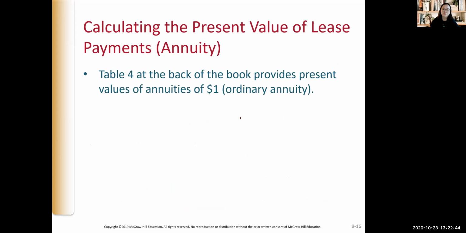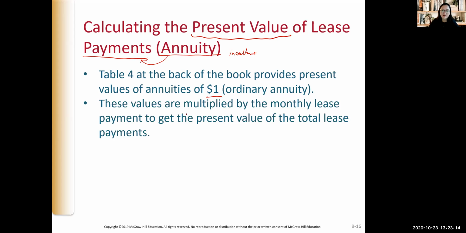Okay, so as we said, the first thing we need to understand is how to calculate the present value of the lease payments, and we call it an annuity. If you're a finance major, you would not be unfamiliar with this word. This basically means installment payment, meaning every year, or every half year, you're paying the same amount. So table 4 at the back of the book provides the present value of a $1 annuity. We call it an ordinary annuity. This value is multiplied by the monthly lease payment to get the present value of the total lease payments. I will show you in a second.